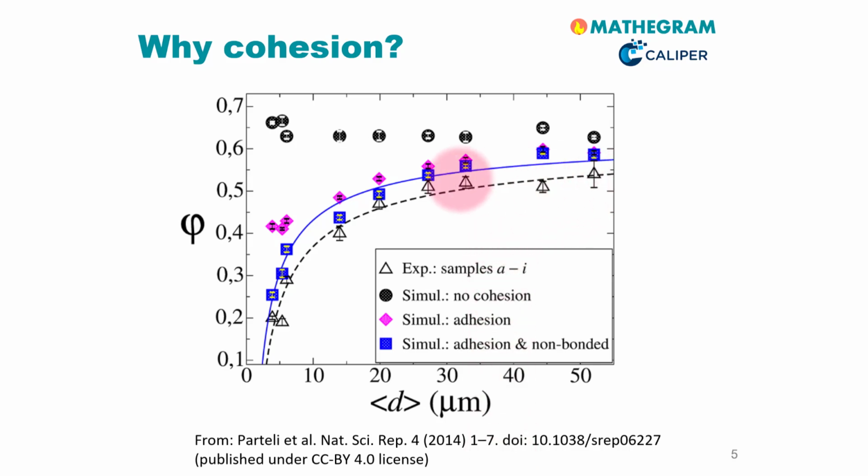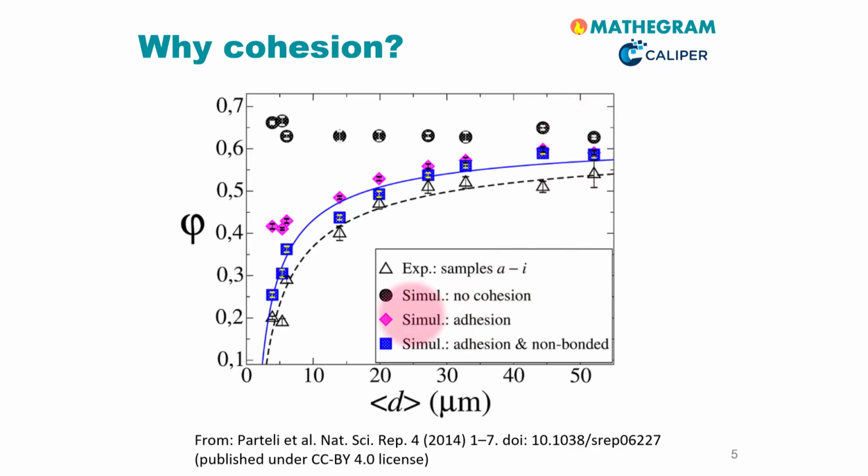Let us now look at the experimental data. The experimental data clearly shows that with decreasing particle size, the packing density drops significantly. If we now perform DEM simulations without any cohesion model, you see that we cannot predict this trend. The packing density is independent of the particle size.